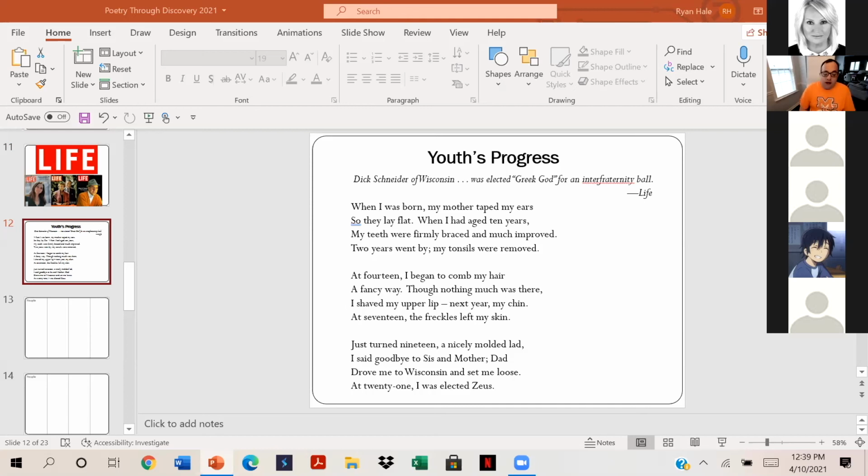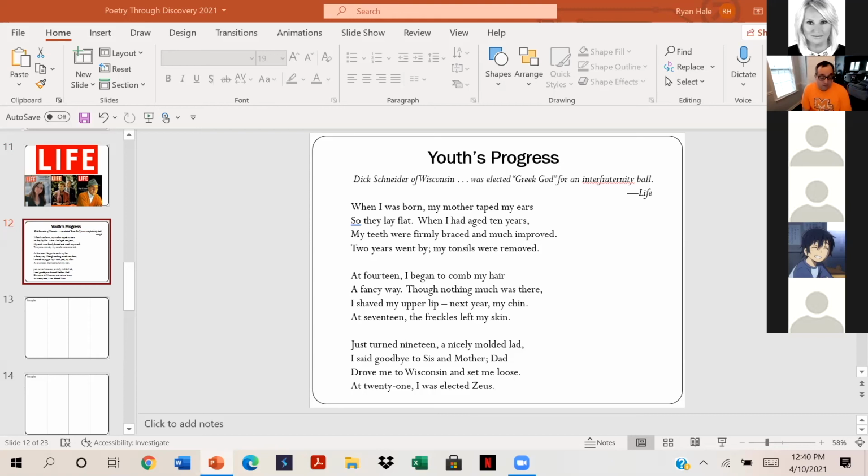One thing I want to point out, notice when I read the poem, I didn't stop at the end of every line. When we read poetry, we want to read it like we do a paragraph. So that first two lines, when I was born, my mother taped my ears so they lay flat. I have students who today would say, when I was born, my mother taped my ears. So they lay flat, and it just doesn't make sense. It's hard to comprehend a poem that way. So read it like you would a paragraph.